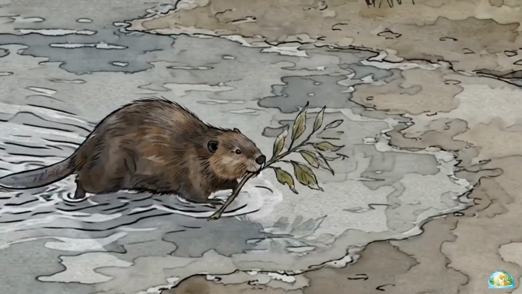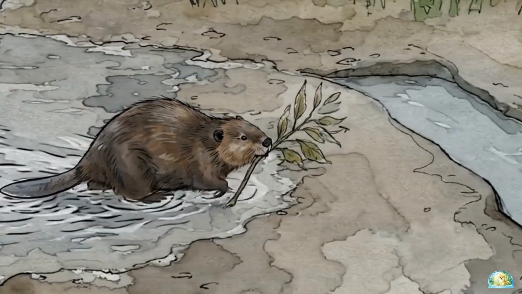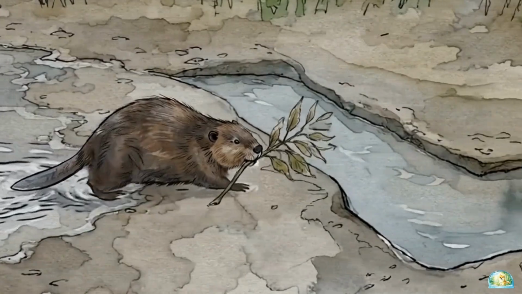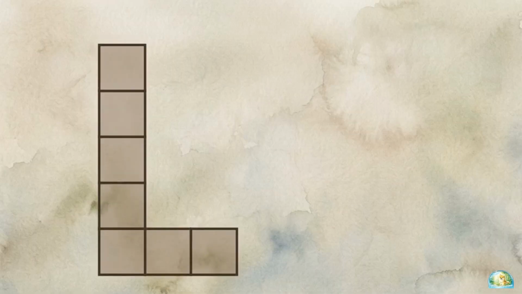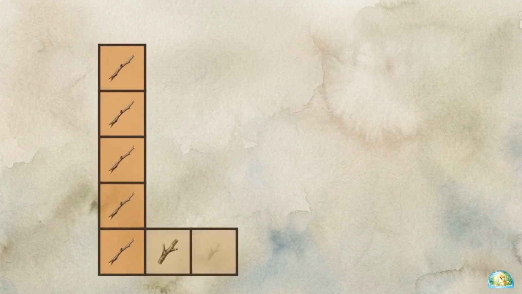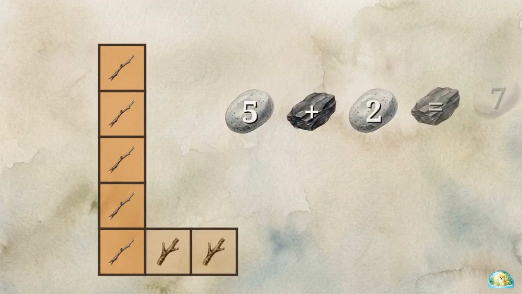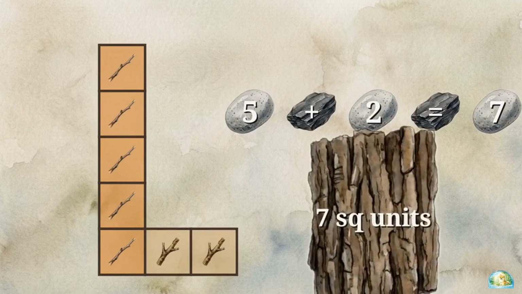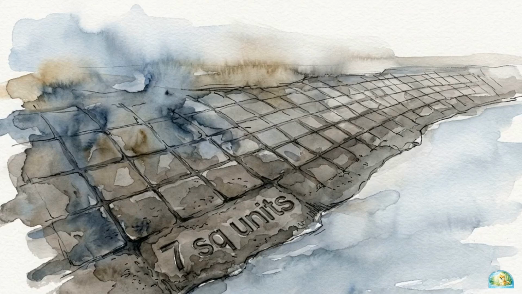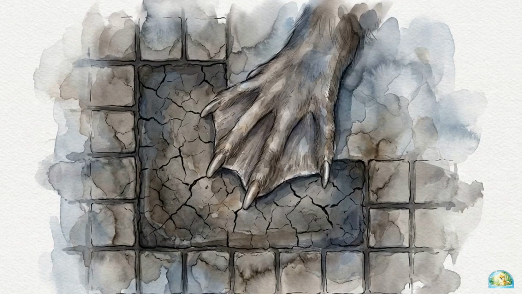Moving further down the waterway, Birch encounters a sharp bend in the muddy shore that forms a distinct L shape in his path. We evaluate this irregular space in sections. First, we count the bend's long arm, covering exactly 5 unit squares. Then, the short arm adds 2 more unit squares. So, 5 plus 2 equals 7. The bend's area is 7 square units. The definition of area remains absolute, no gaps, no overlaps, regardless of the region's shape.